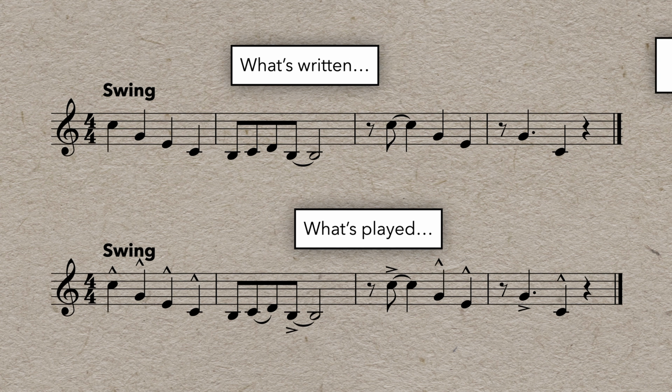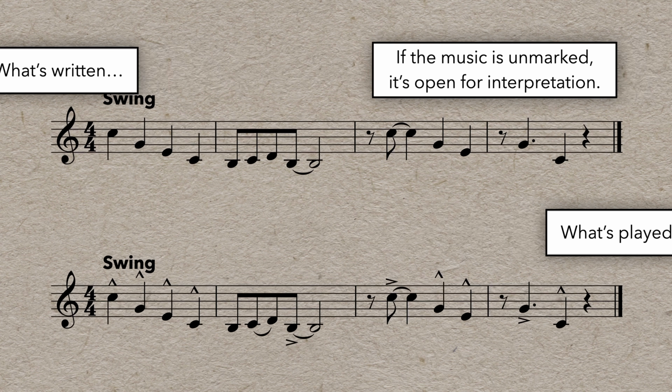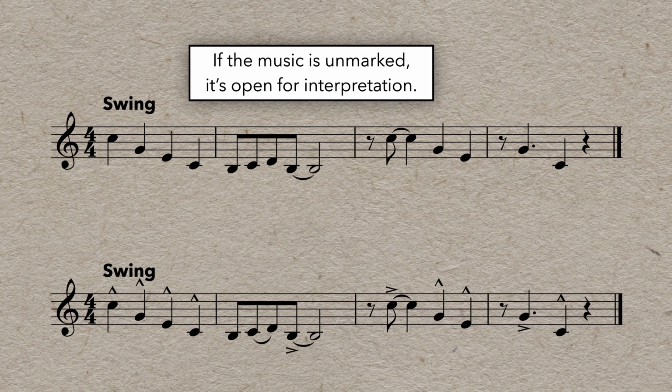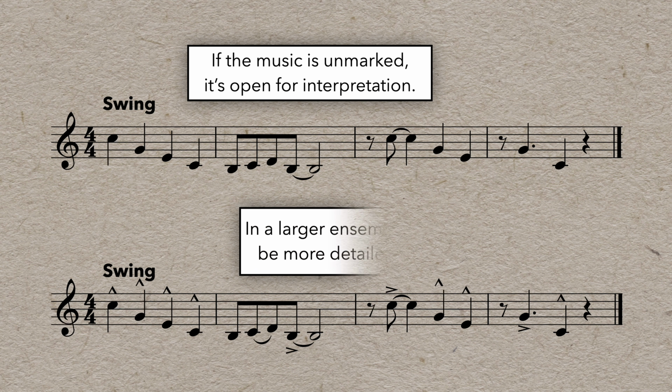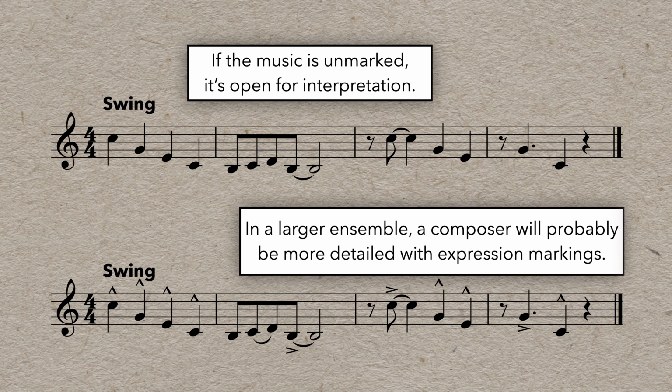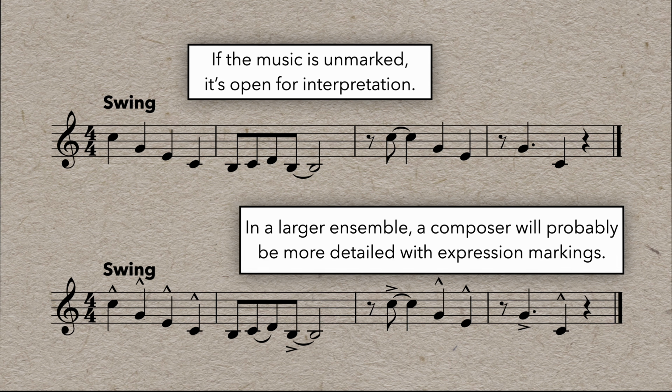Depending on the context, you might not see a lot of articulation markings on your music, and you'll be free to interpret it however you like. But in a larger ensemble like a jazz big band, the composer will probably be a lot more detailed in their expression markings, so that everyone knows what the expectations are, and they all sound good and consistent playing together.